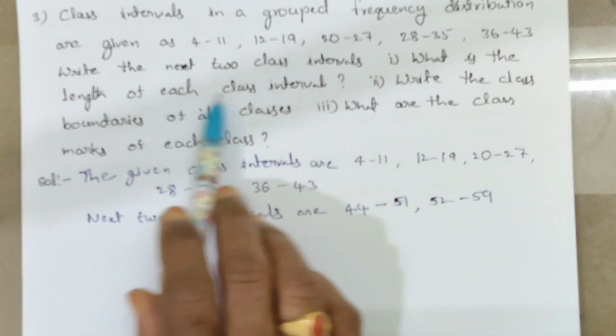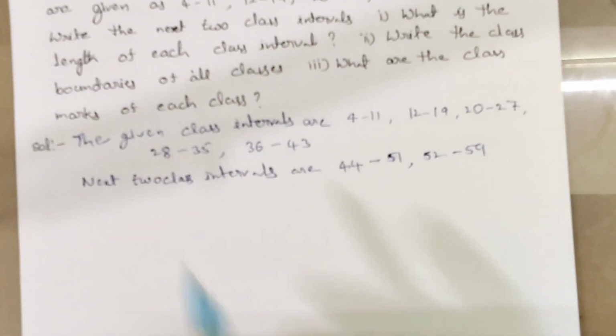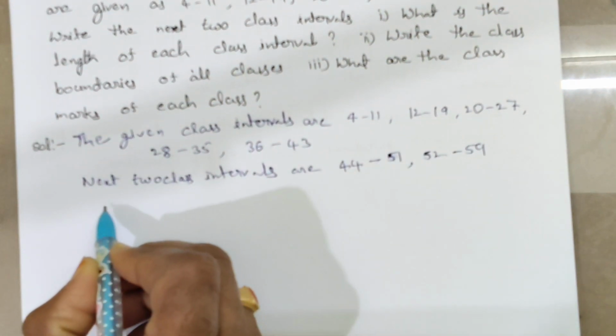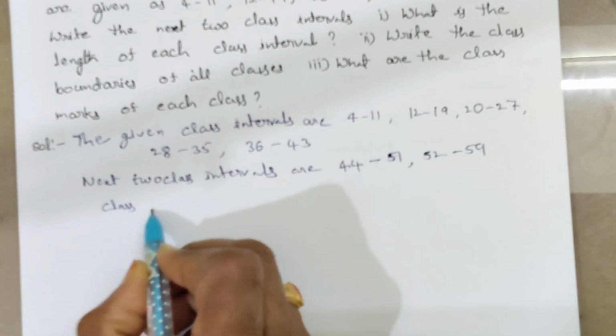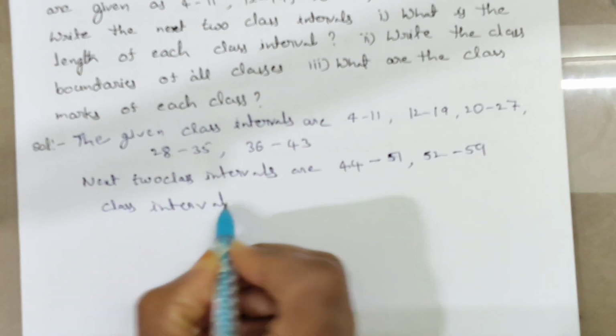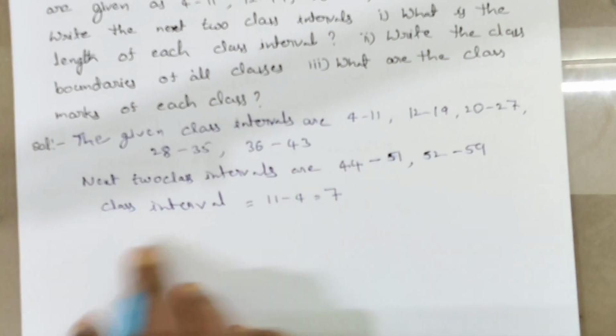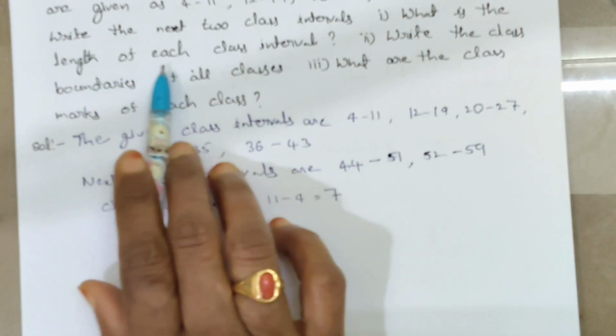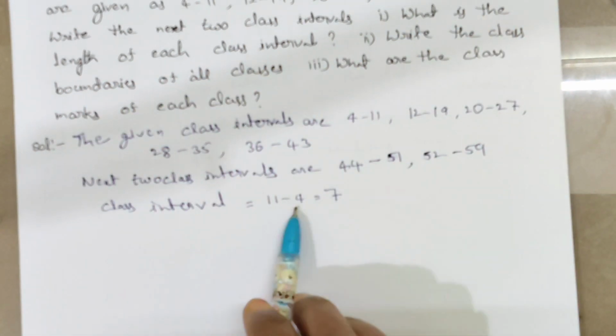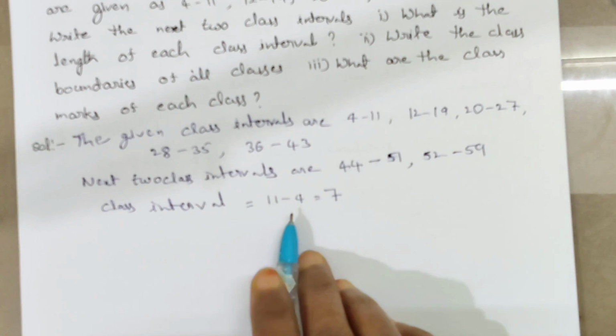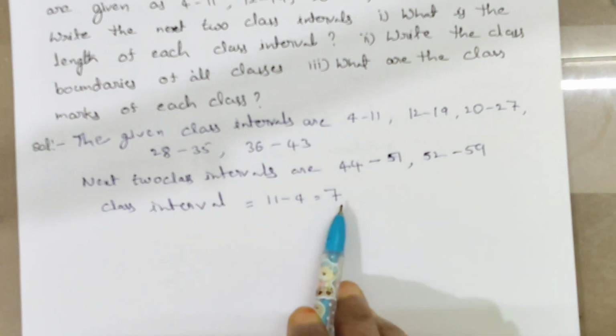Next, what is the length of each class interval? For the class interval, first we write it: class interval is equal to 11 minus 4, which is equal to 7. 7 is the class interval. Next, what is the length of each class interval? All the classes have length equal to the class interval, which is 7.